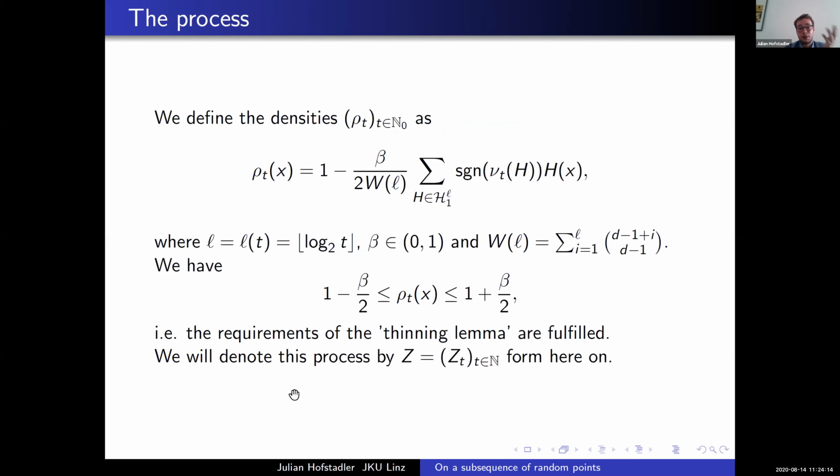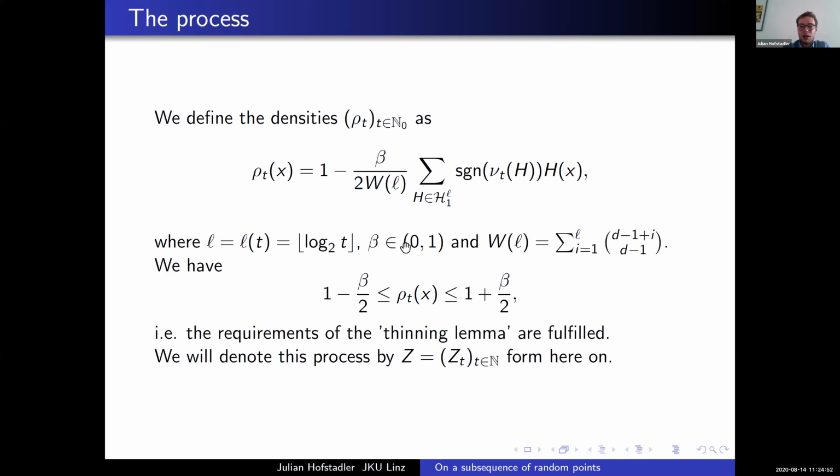And this is done in the following way. The process we define is given by the following densities. We have 1 minus a normalization factor and then a sum where I multiply a half function with the sign of the counting measure of the same half function. We will have a look at this quantity on the next slide. So it's very important to understand what these terms do in order to understand how this process works.